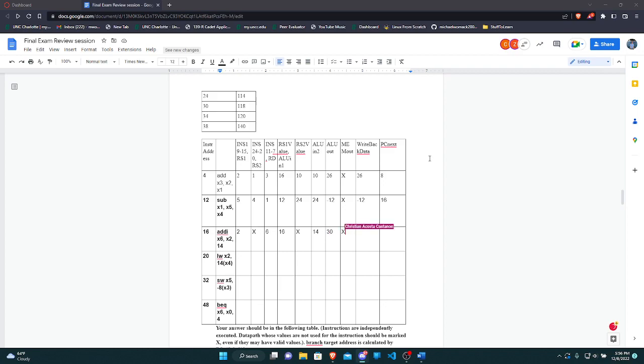And we don't need a mem out. And then for write back data, that's just going back to the RD. We'll go ahead and increment by 4, and your PC next going from 16 plus 4 is going to equal 20.